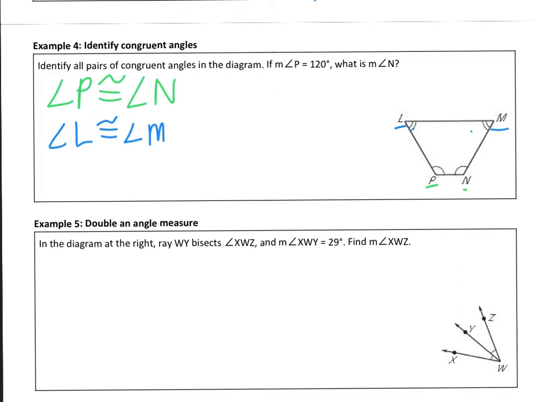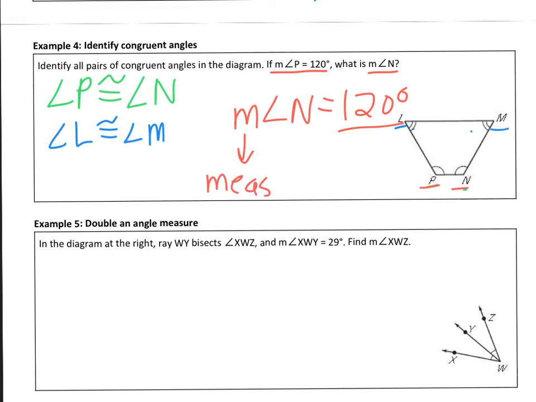So if angle P is congruent to angle N, and I know the measure of angle P, the measure of angle N is the exact same measure as angle P. So if angle P is 120 degrees, so is angle N. So if we know two angles are congruent, we can say their measures are the same. So when I use this M, that stands for the measure of an angle, okay? When I just have the angle symbol, that's me naming the angle. So when you see me put M in front of something, I'd like you to do that too. That indicates the measure of an angle, okay?